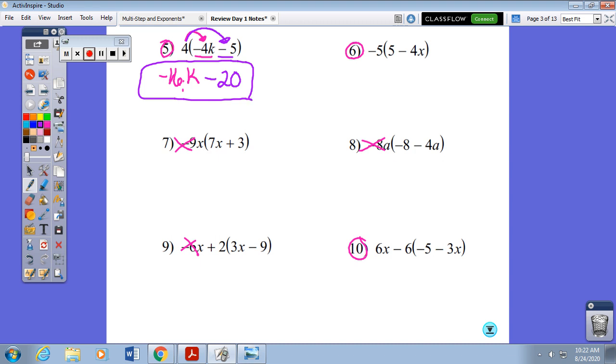So let's try the next one. Negative 5 times 5 is a negative 25. Negative 5 times negative 4x is a plus 20x. Remember, it's negative times negative, which makes it positive here.